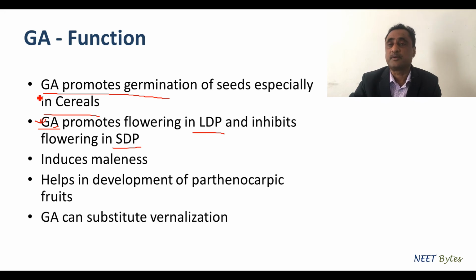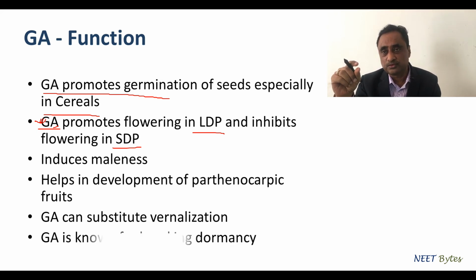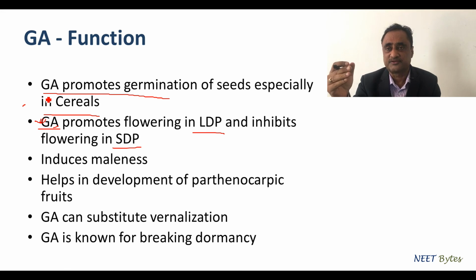Now, it helps in the development of parthenocarpic fruit. In the session on auxin we also discussed that auxin, gibberellin, and ethylene are all known for producing parthenocarpic fruit, but out of these three, ethylene is the most potent one, right? And GA can substitute for vernalization. I am sure you all know vernalization, that is the cold treatment to induce growth, okay. So for those plants which require cold treatment, if I give GA instead of cold treatment, even in that case they are going to perform. So that's why we can say that GA can replace the cold treatment.